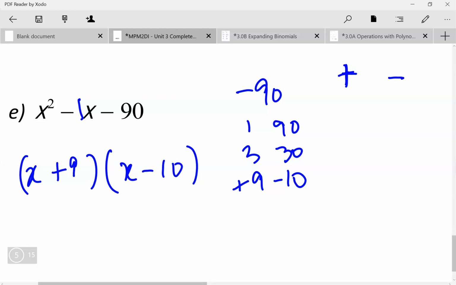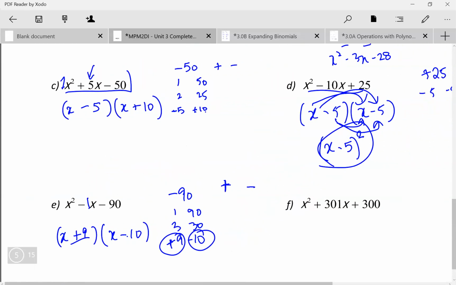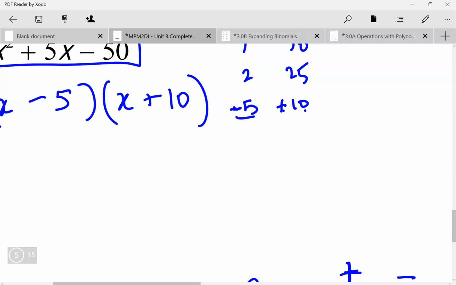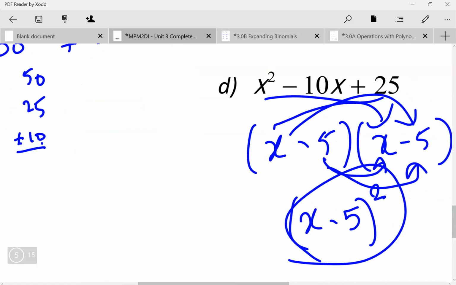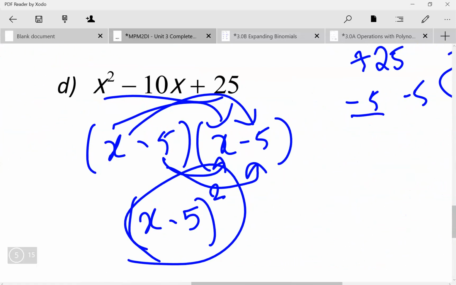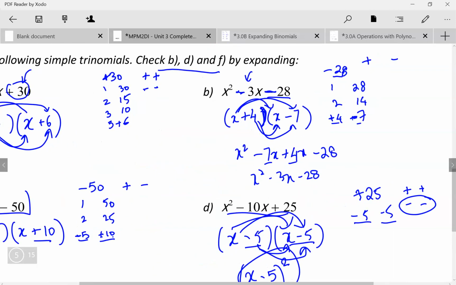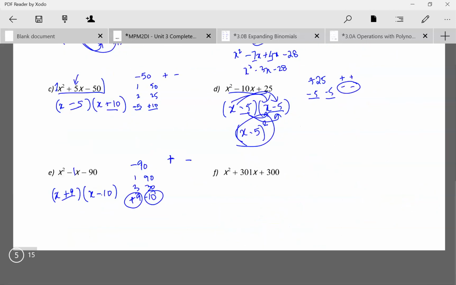So I'm just going to put the numbers. Again, maybe I hadn't made that part clear. Once I identify what my two numbers are, plus 9, minus 10, I just put plus 9 in here, minus 10 in there. Right? Same way over here. Once I identify negative 5, positive 10, I just put negative 5, positive 10 for my binomial. For the next one, the two numbers were plus 4, minus 7, so I fill that into the binomial. So x plus 4, x minus 7 will be my answer. So that's, hopefully we saw, what I was doing there.